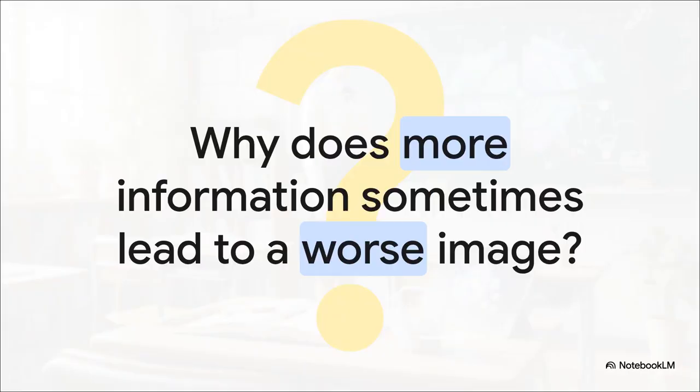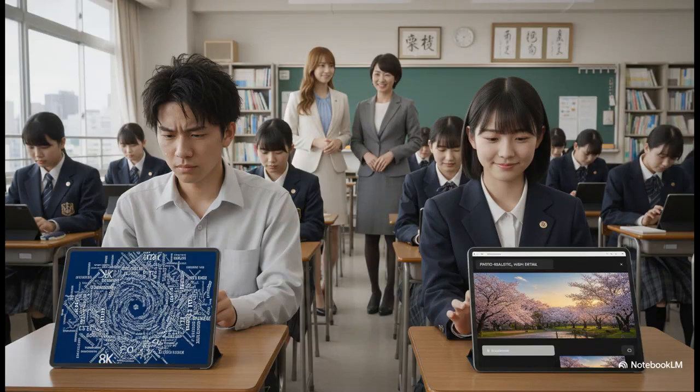So the big question is why? Why does giving the AI more information sometimes result in a worse image? Well, here's the fix. The key is to be intentional, not exhaustive. The AI responds so much better to just a few precise, powerful terms that all work together. A short, focused prompt will always outperform a long soup of buzzwords.